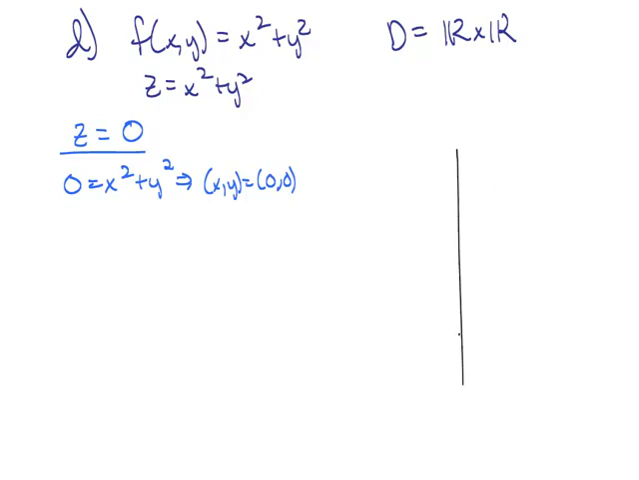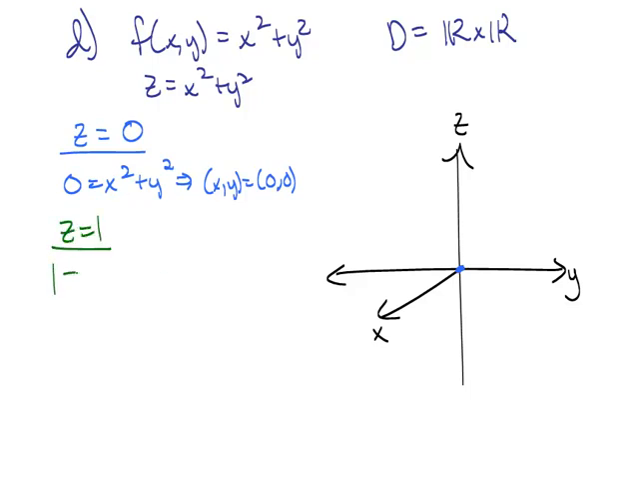So I'm going to start by saying, okay, when z is 0, the only point that makes that true is going to be the origin. So I have this point 0, 0, 0 here. All right, now let's say we want z to be equal to 1. Well, then I have 1 equals x squared plus y squared. Now on the xy plane, maybe I can get a picture of the xy plane here someplace. Let me just squeeze it in right here.